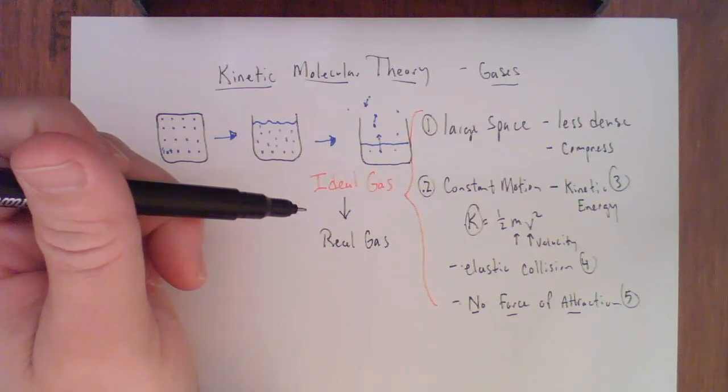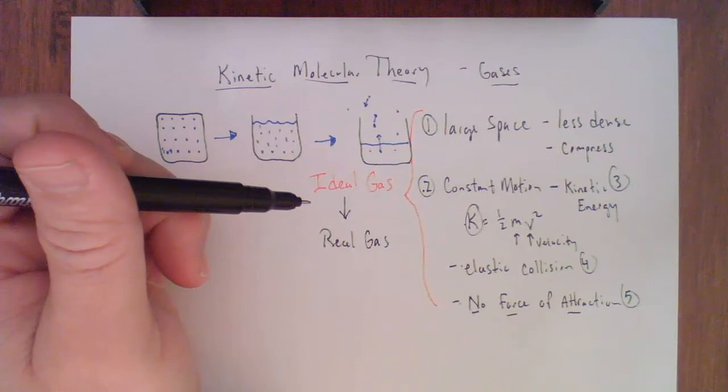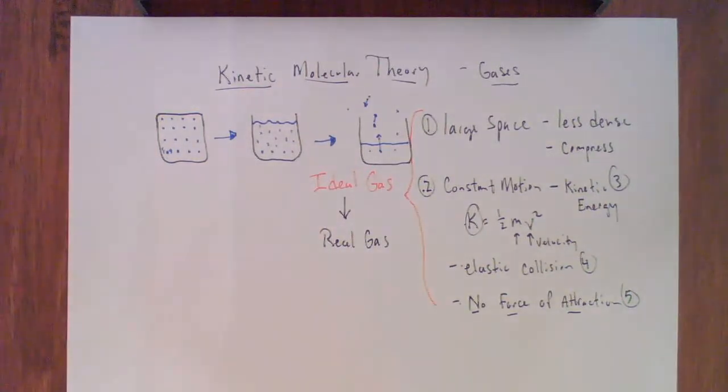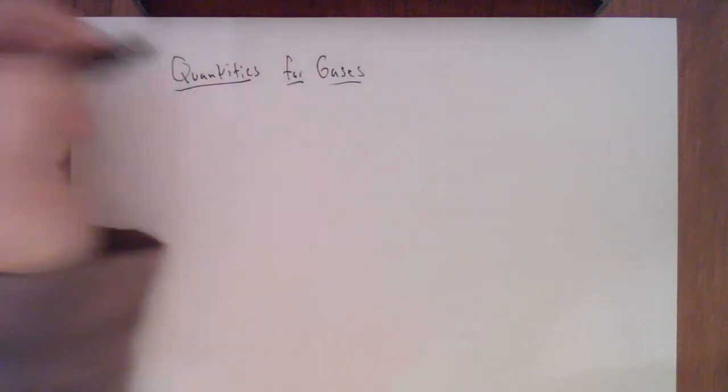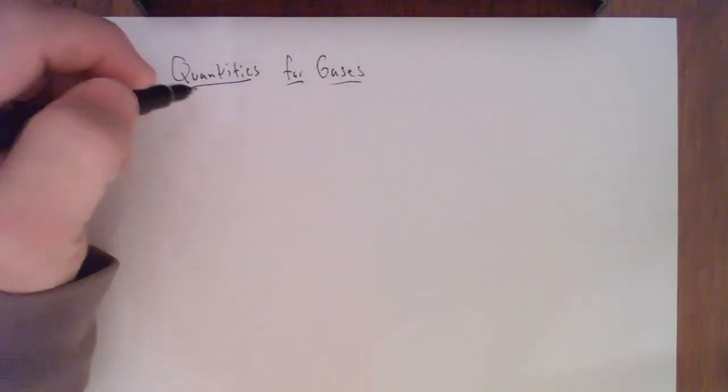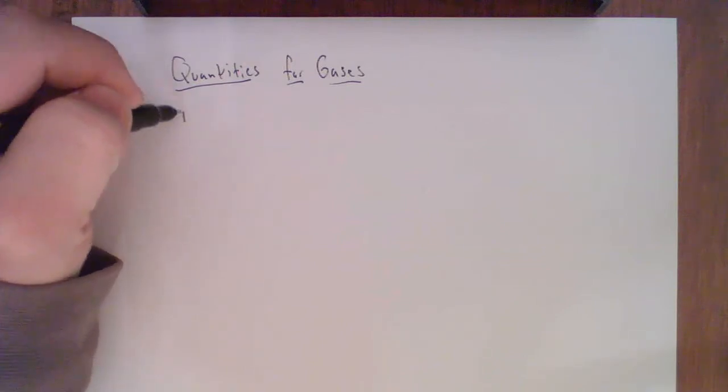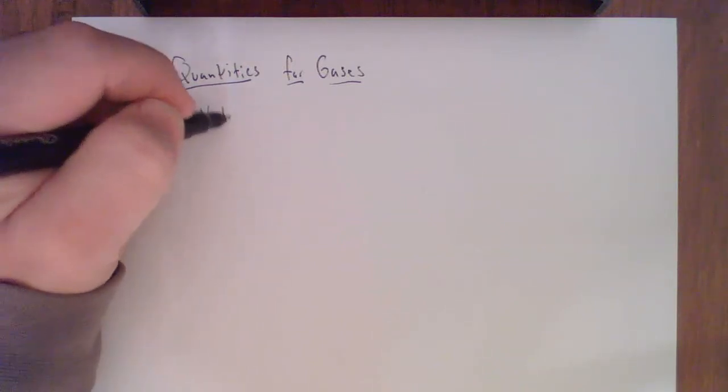Now, one of the things that you guys did in the last activity was you looked at some various types of quantities that deal with gases. So let's look at a couple of these quantities. Our quantities for gases are really going to be 4 of them. The first one is always going to be volume. So we always like to look at volume.